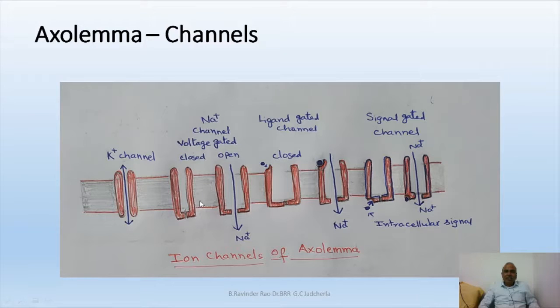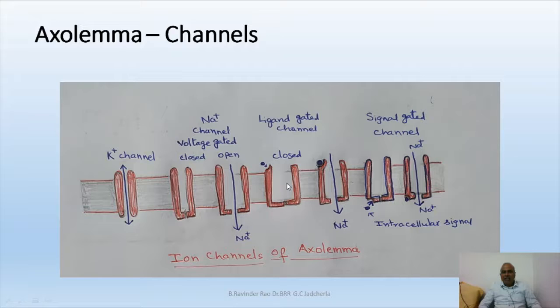Friends, you observe this channel. This channel is meant for sodium and it has a gate. And this gate will open when there is a certain voltage. Of course, there are two gates here. I have not drawn that one. I will show that in the later coming slides. So, this channel is called a voltage-gated channel. It will remain closed, but when voltage reaches the threshold, the minimum value that is needed for the opening, then the channel will open. When the channel gets open, then the movement of sodium occurs. This is called voltage-gated channels.